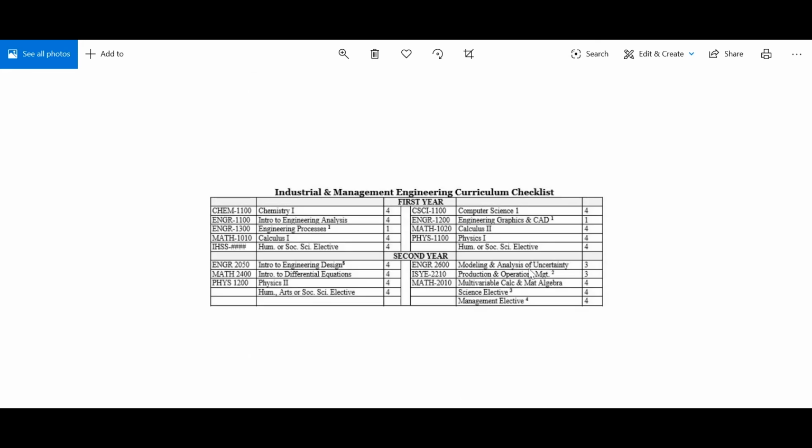Then you will take Calculus 2, which is the next in our math sequence. Also, Physics 1, if you did not take that the first semester. And then your next Humanities, Arts, or Social Science course. So briefly talking about the second year, you'll take a course called Introduction to Engineering Design, or IED.